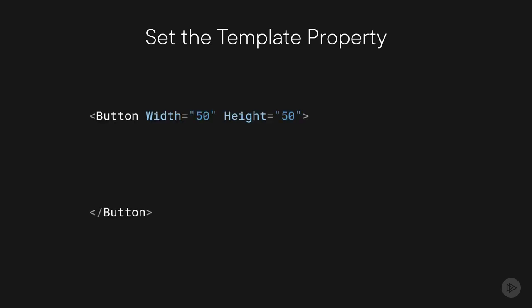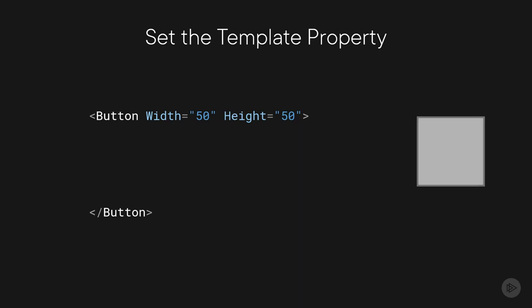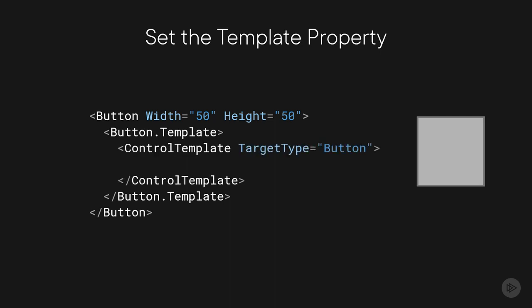Let's take here this button with a height and a width of 50 pixels as an example. By default, the button looks very much like this. Now let's say that you want to create a button that looks like a circle. To do that, you can set the button's template property with the property element syntax. To this template property, you assign a control template with a target type button.